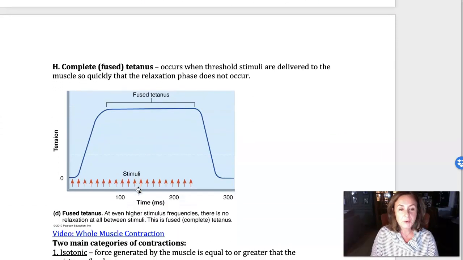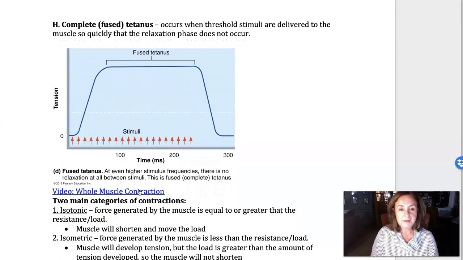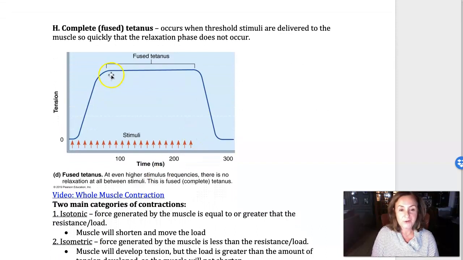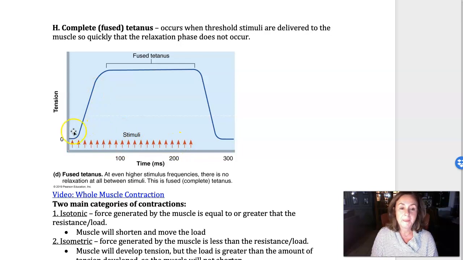But in the lab, you can see complete tetanus, which is plateauing in a smooth, sustained line. This is unrealistic for every day, but in a lab, you could generate this by giving the stimulus so frequently that the muscle contracts, stays contracted at its full tension, and then when we remove the stimulus, the muscle relaxes.